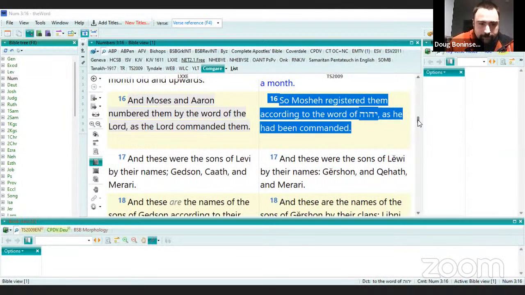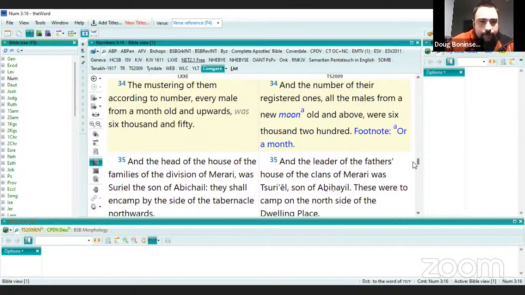All right, so we're going to be going to verse 34. Numbers 3:34. The mustering of them according to the number, every male from a month old upwards, 6,050. And the Masoretic says the number of the registered ones, all the males from, I guess that's supposed to be a month old and above, were 6,200.